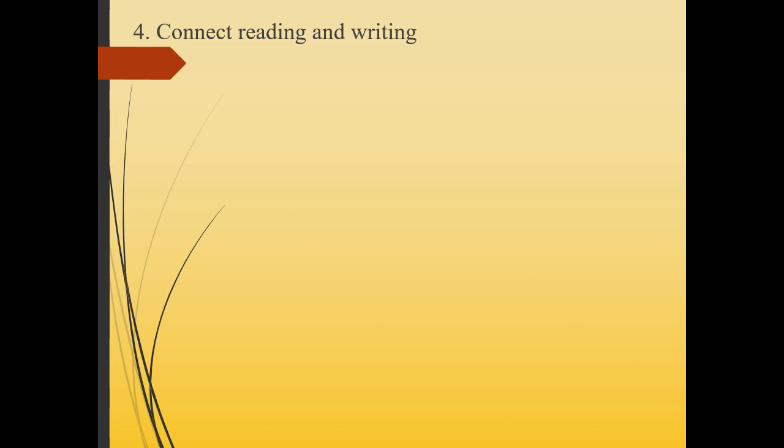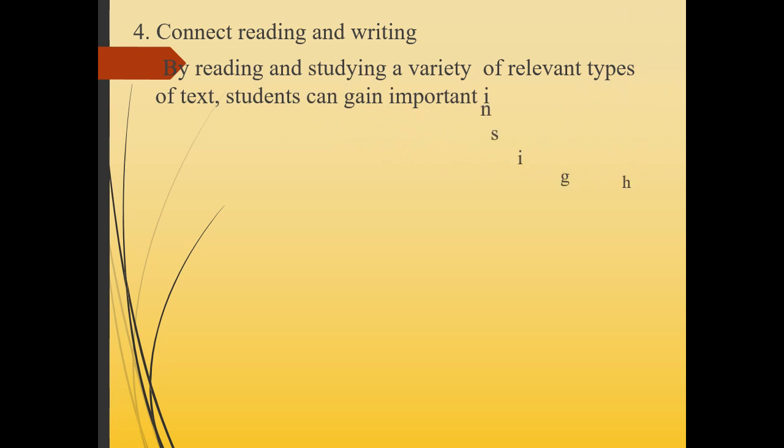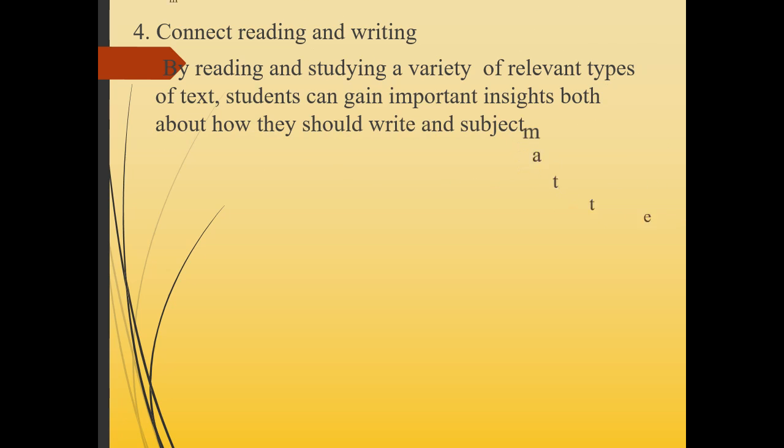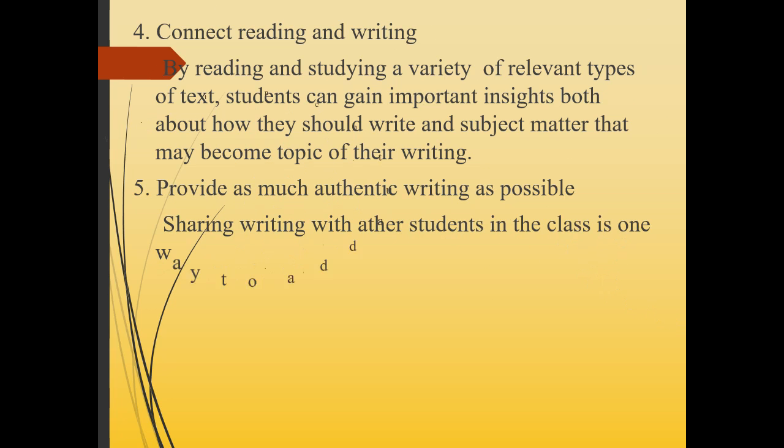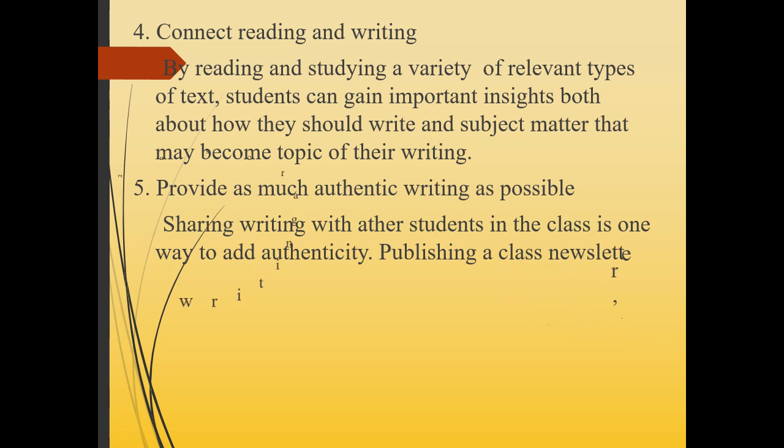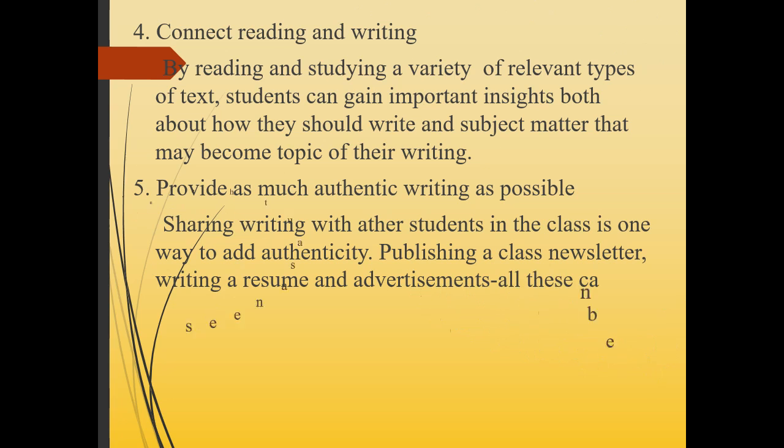4. Connect reading and writing. By reading and studying a variety of relevant types of text, students can gain important insight both about how they should write and subject matter that may become topics of their writing. 5. Provide as much authentic writing as possible. Sharing writing with other students in the class is one way to add authenticity. Publishing a class newsletter, writing a resume and advertisements, all this can be seen as authentic writing.